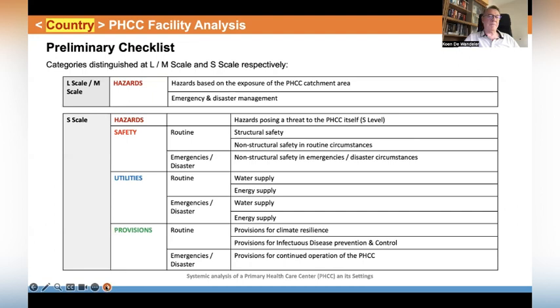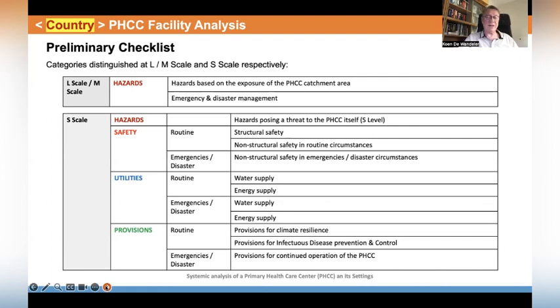So there will be hazards that threaten the population in the catchment area of the PHC. And there may be hazards that require emergency and disaster management, not only within the primary healthcare center, but at higher levels, at the district level, but even so by religious associations in the neighborhood, civil associations in the neighborhood, or volunteers, a group of volunteers.